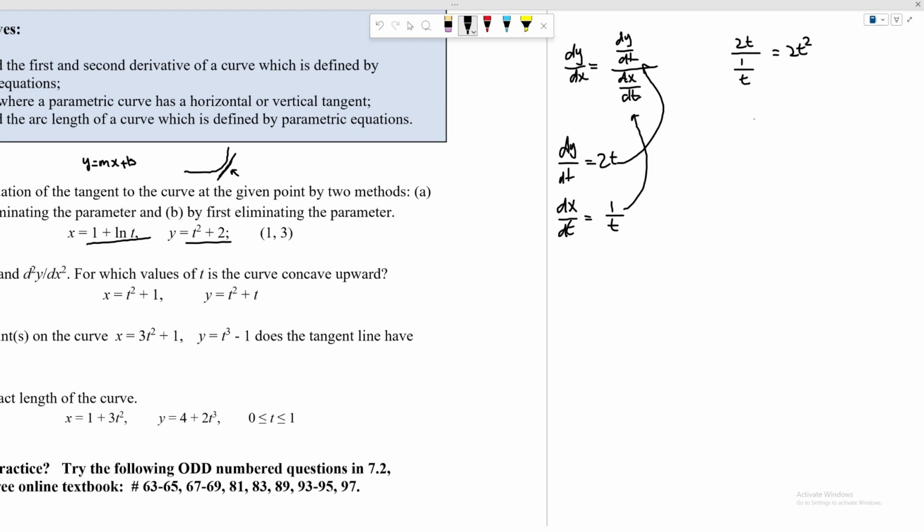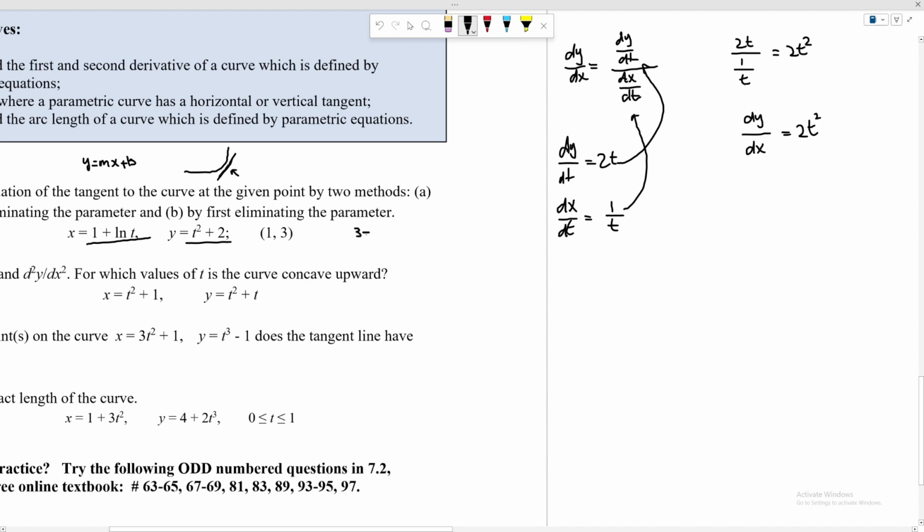So now that you have this, you have dy over dx equals 2t. This is to find a slope. Now if I plug a number here, I'll find a slope for it, but the number I want is at this point. So what is t at these points? You can either substitute 1 into this equation or substitute 3 in this.